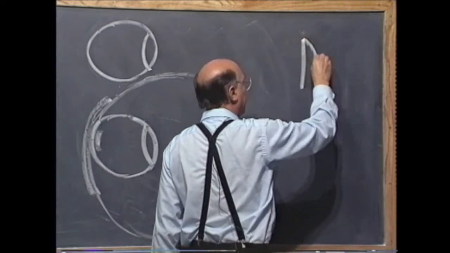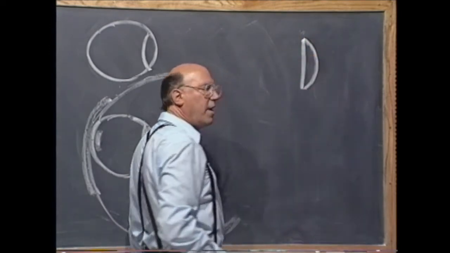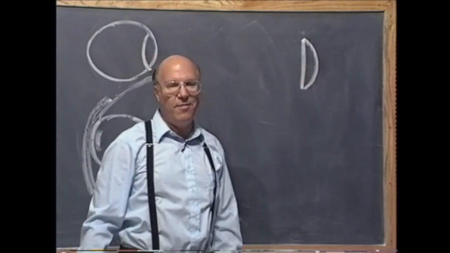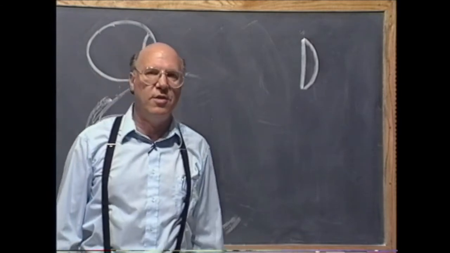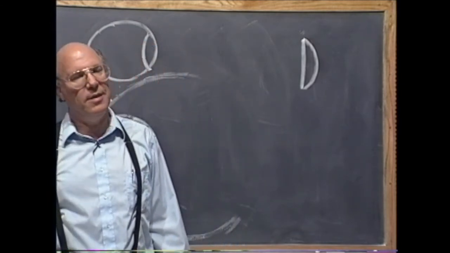Is this a lens? See, it's convex. It has a flat side, but it's convex on one side. Is that a lens? You say, certainly. What kind of a lens? A positive lens. It's a magnifying lens.